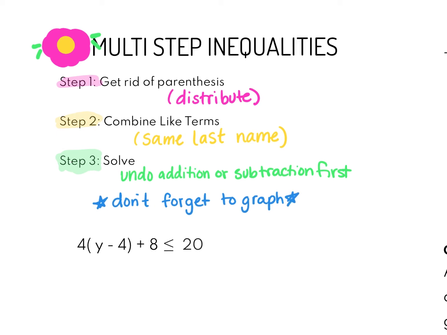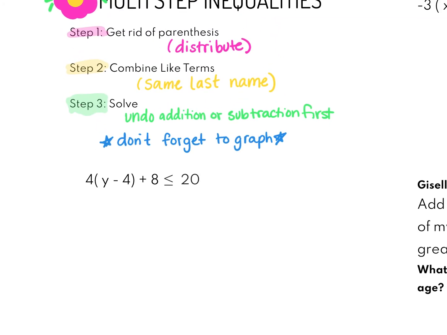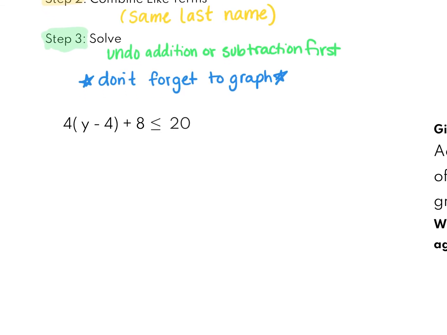Here is our example. We have 4 times y minus 4 plus 8 is less than or equal to 20. First thing we're going to do is to get rid of those parentheses. We are going to distribute into everything within the parentheses. Remember, when the parentheses stop, so does the distribution.